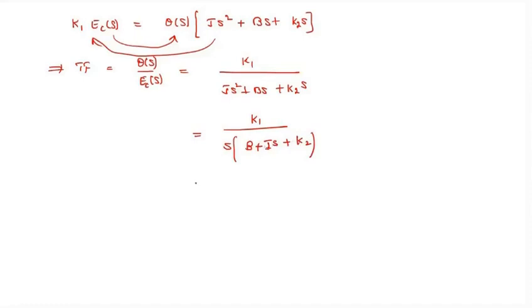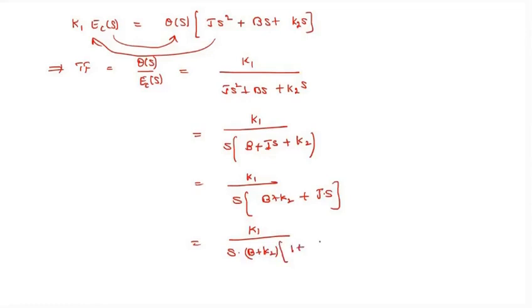Now K1 by S into (B plus K2) plus J into S. If I take some more terms common, K1 by S into, again I take B plus K2 common, we get 1 plus J by (B plus K2) into S.